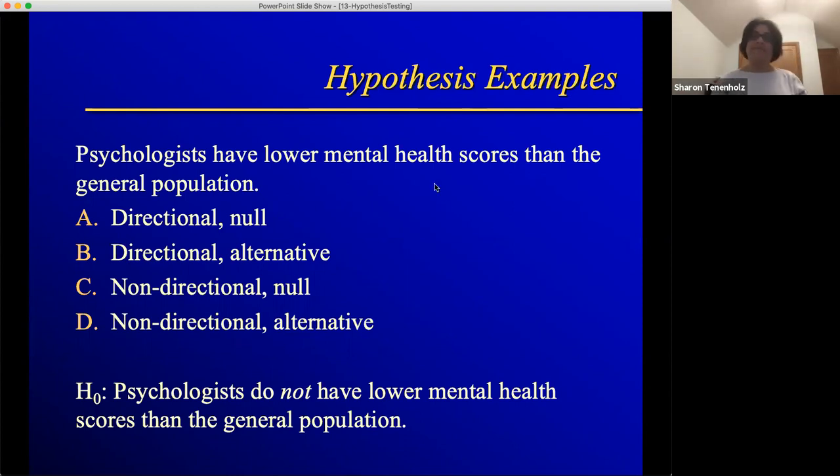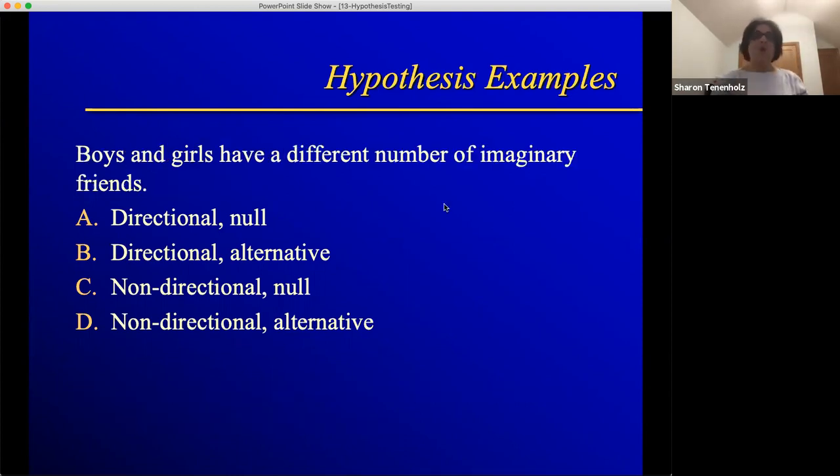Okay, next one. Boys and girls have a different number of imaginary friends. What is this one?